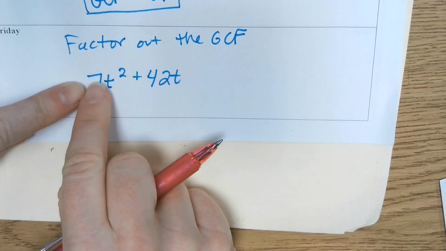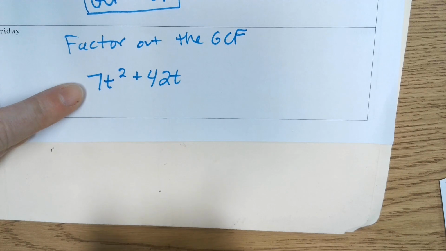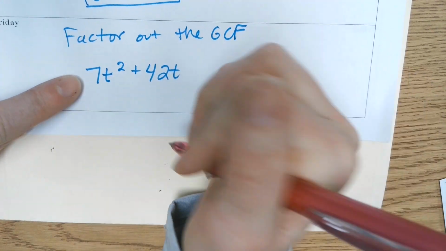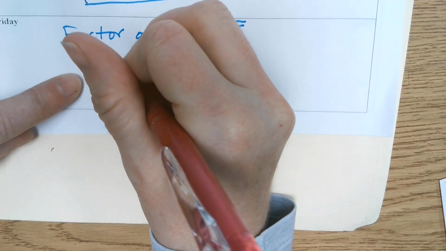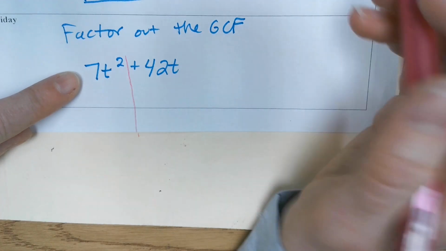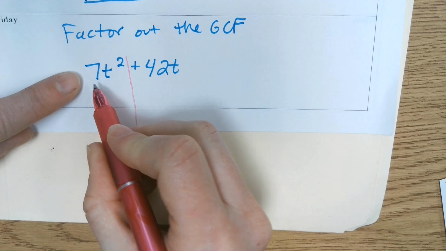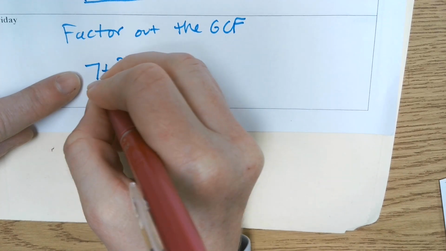So what we want to find is the factors of both of these numbers to find our GCF so we can factor it out. So I'm going to show you a way to organize your work. I'm going to do a line down this way. If you did it the other way, that's fine. Just watch what I'm doing. Let's list out the factors of 7. It's just 1 and 7.